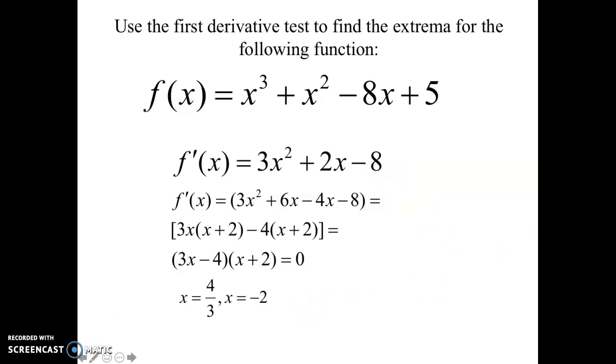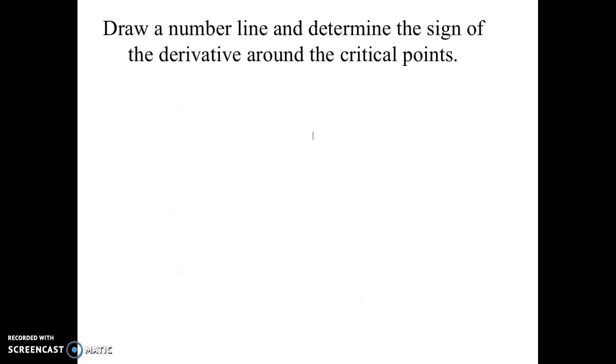As we move forward, we're going to be using Mathematica because our functions won't be so easy, and we're going to be able to have Mathematica help us find those critical points. So I have critical points there of the original function. So now I drew a number line, and I put these critical points on the number line. So I had a critical point at -2 and a critical point at 4/3, which is 1 1/3.